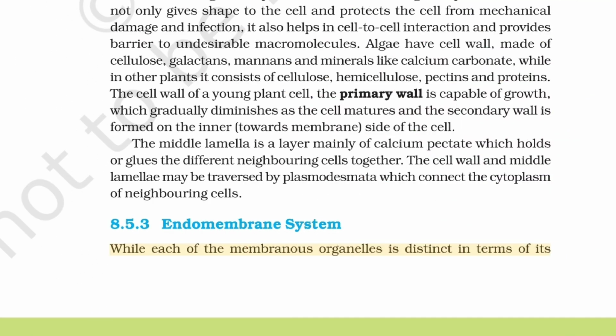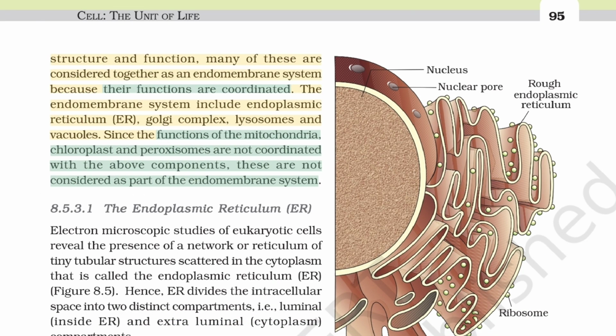8.5.3. Endomembrane system. While each of the membranous organelles is distinct in terms of its structure and function, many of these are considered together as an endomembrane system because their functions are coordinated. The endomembrane system includes endoplasmic reticulum (ER), Golgi complex, lysosomes and vacuoles. Since the functions of the mitochondria, chloroplast and peroxisomes are not coordinated with the above components, these are not considered as part of the endomembrane system.